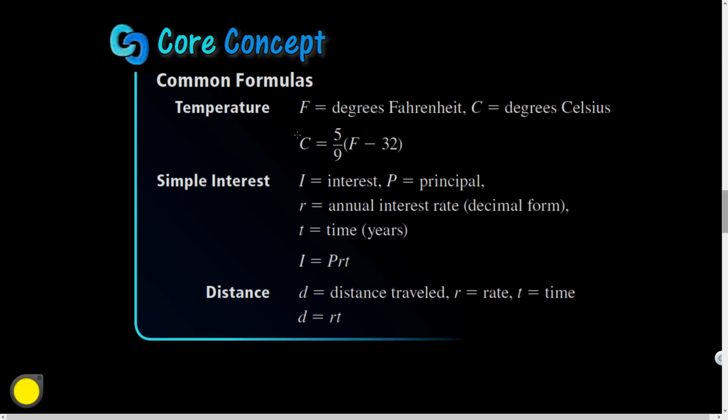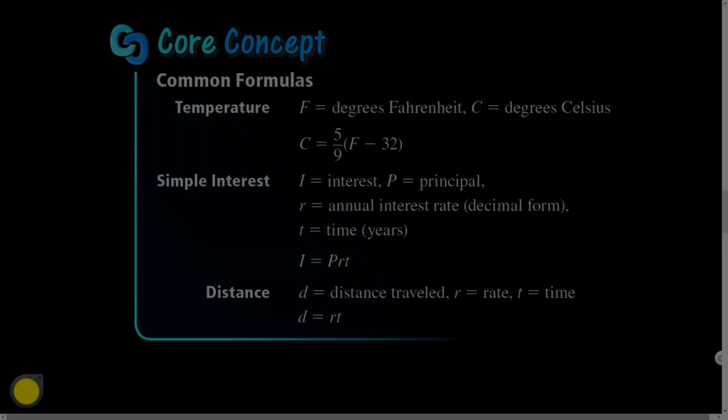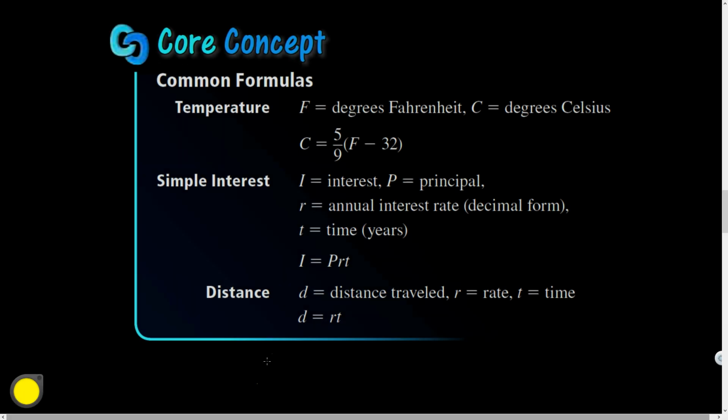Here's a couple examples of some other formulas that you might see within this chapter. This is how to convert temperature from Fahrenheit to Celsius. Here's a simple interest formula. And here's one we saw before: distance equals rate times time, guys. Let's do example 5, though. Last example, and then we'll do some Desmos.